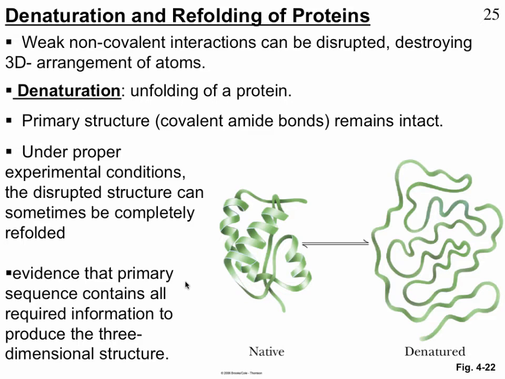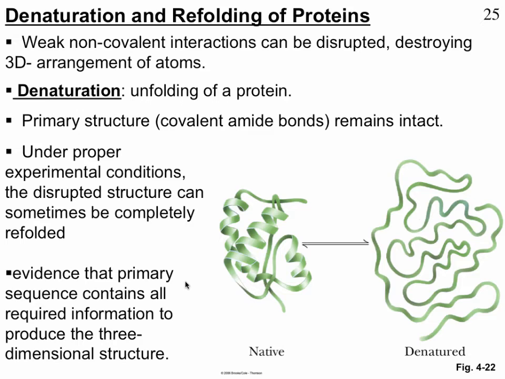So this is just an example of a native structure, the native folded protein structure. When we denature it, it has some unknown denatured structure. We don't really know what it looks like. All we know is that it does not look like the folded structure, and it also is not functional once it's denatured.